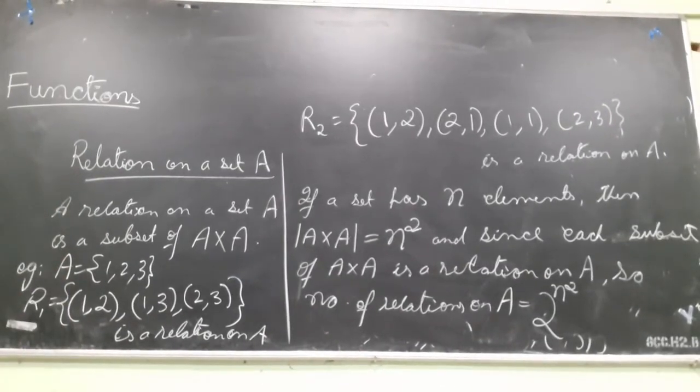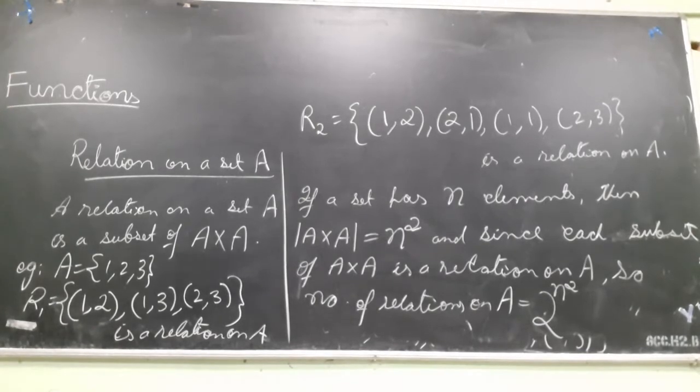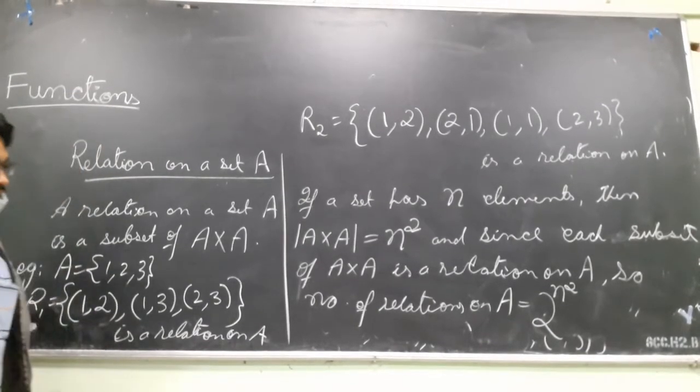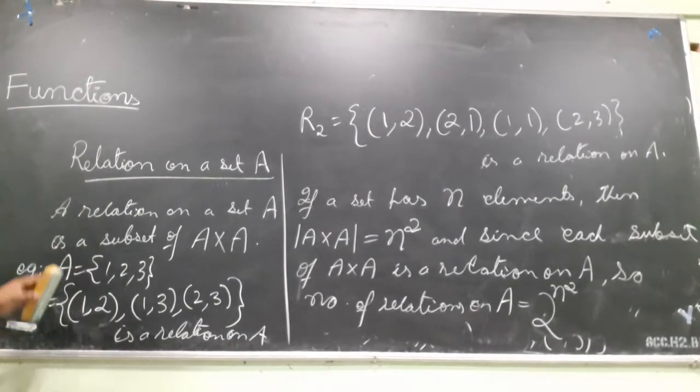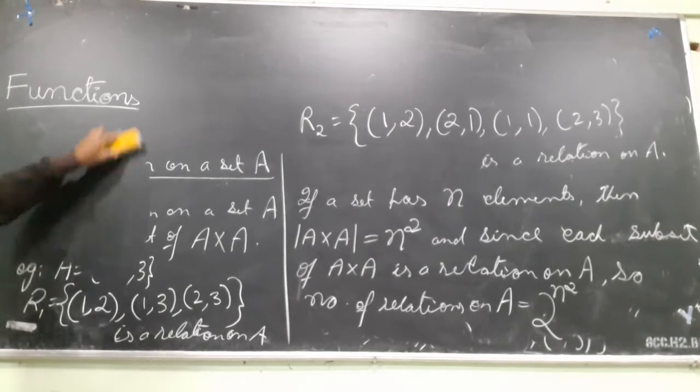Okay. So the number of relations on a set having n elements is 2 to the power of n squared. This is the number of relations.